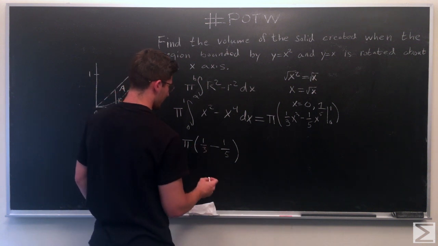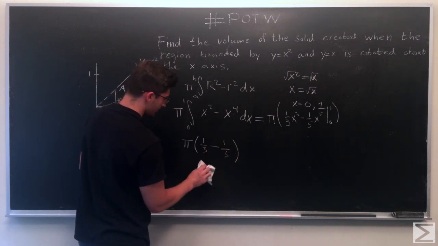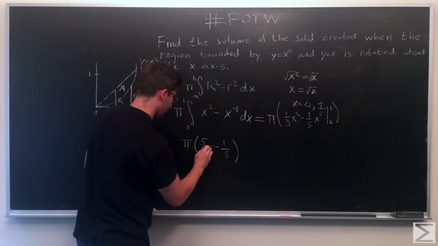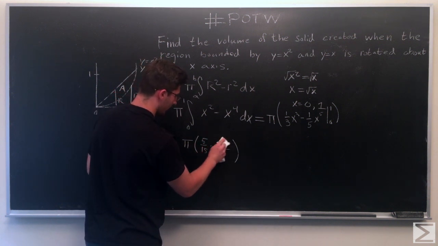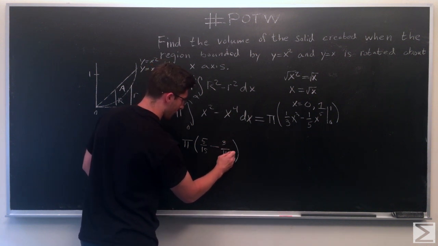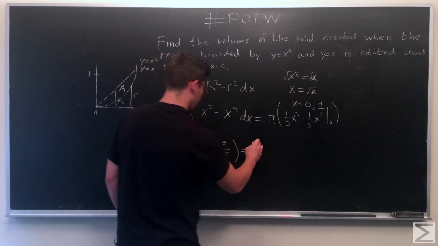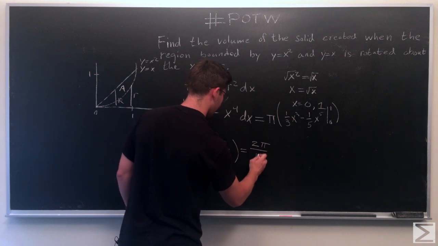So we can just work with this. And then we're going to go ahead and make our denominators the same. So 1/3 is the same as 5 over 15, and then 1/5 is the same as 3 over 15. So as a final answer, we're going to get 2 pi over 15.